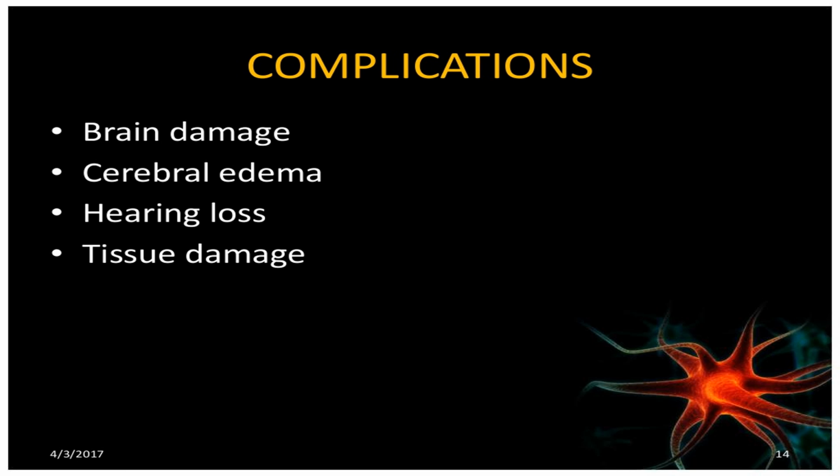Now, what are some complications that are involved with meningitis? So the first one is, of course, brain damage, especially if meningitis is not treated and it stays for a prolonged period. It increases the chance of brain damage. And then we have cerebral edema, also known as swelling of the brain, and then hearing loss and brain tissue damage.